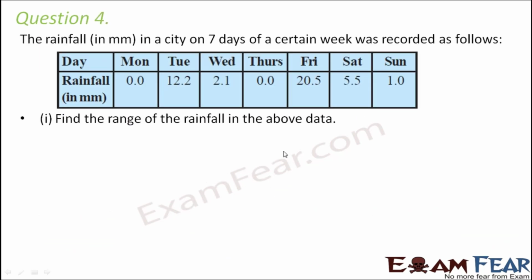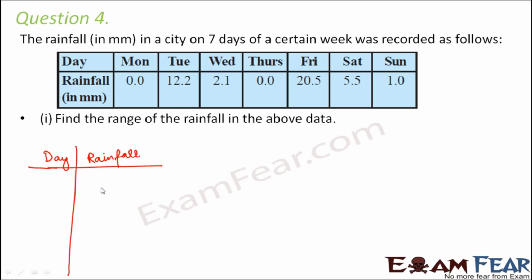The rainfall in a city on 7 days of a certain week was recorded as follows. Find the range of the rainfall in the above data. Now, even before we find anything from this data, let us first try to arrange this data in tabular form. Whenever we arrange this data in tabular form, what do we do? We first of all create 2 columns, one for day and the other for rainfall. And the most important criterion to organize the data is that we arrange it in a specific order. So, we will arrange it in ascending order.